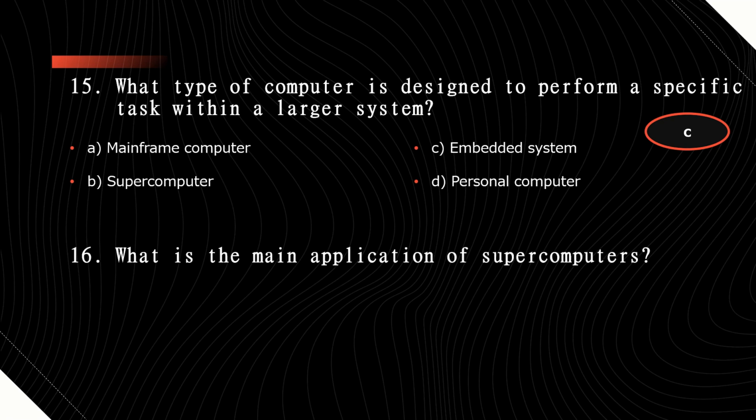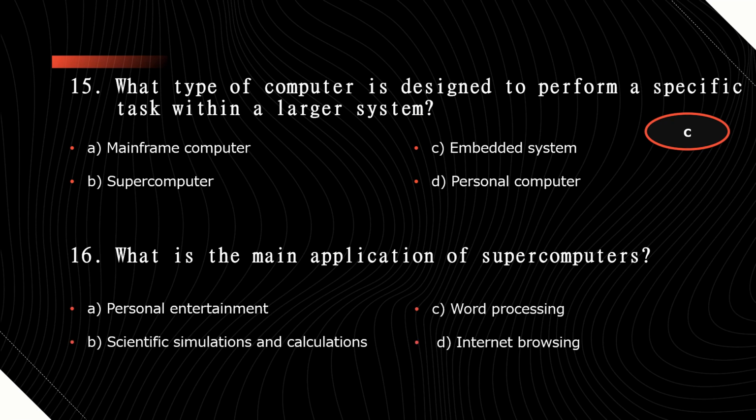What is the main application of supercomputers? Options. A. Personal entertainment. B. Scientific simulations and calculations. C. Word processing. D. Internet browsing. Answer. B. Scientific simulations and calculations. Supercomputers are used for complex scientific and computational tasks such as weather forecasting and simulations.